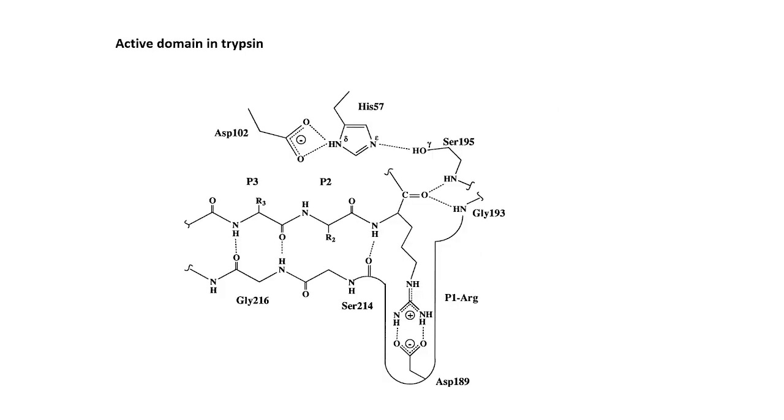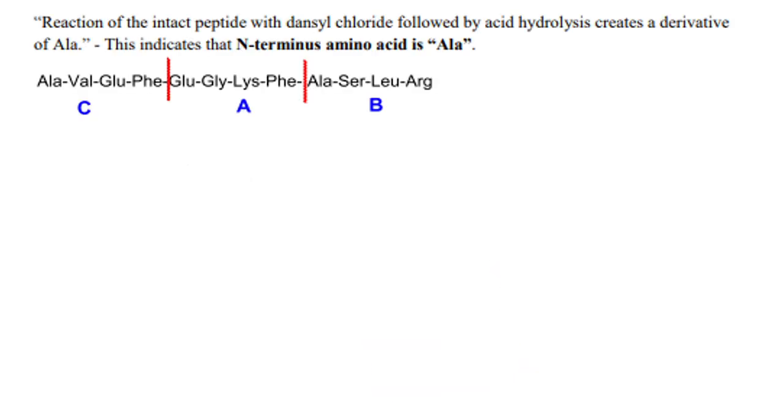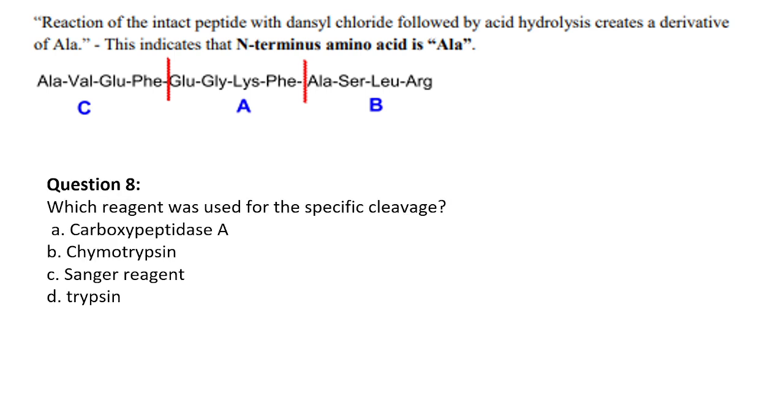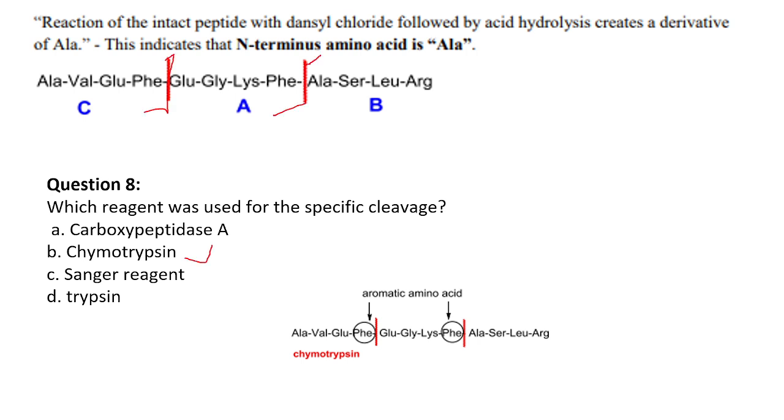Well, this option will be correct. Reacting the intact peptide with dansyl chloride followed by acid hydrolysis creates a derivative of alanine. This identifies the N-terminus amino acid alanine. And then if we put this sequence, the same enzyme can cleave and provide these three fragments. This is correct.